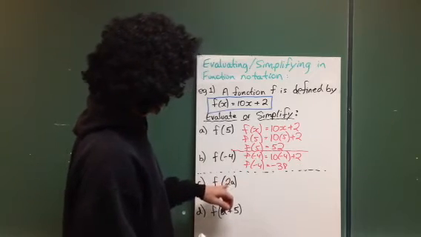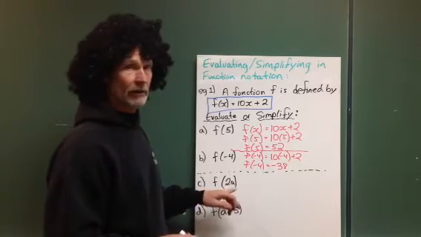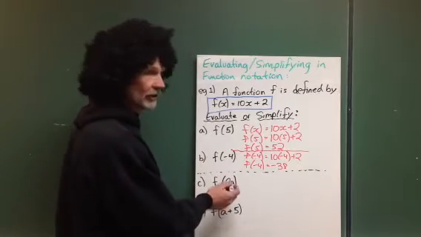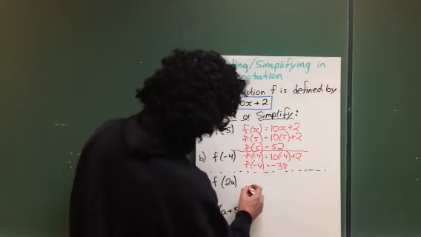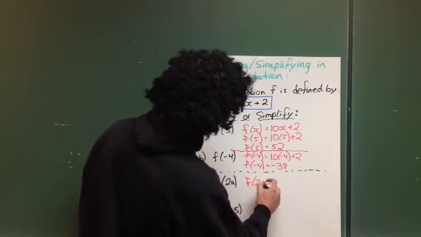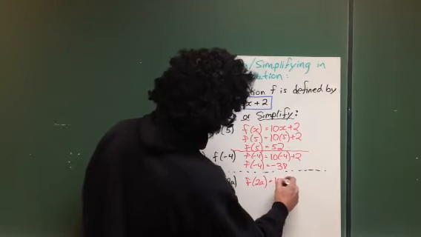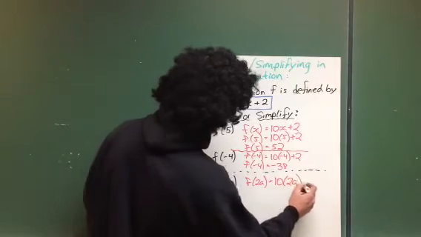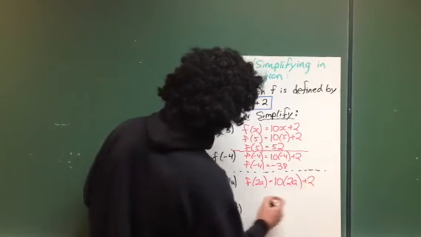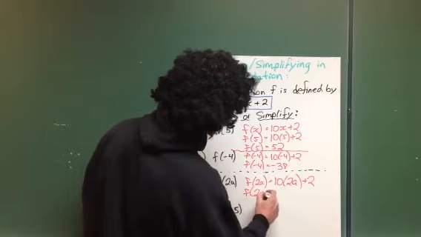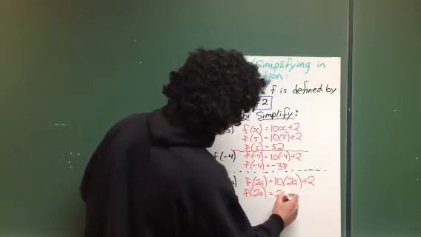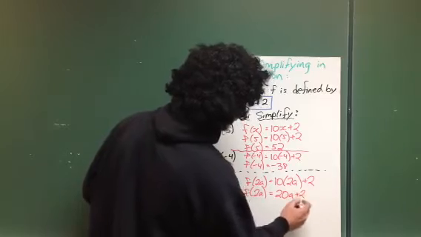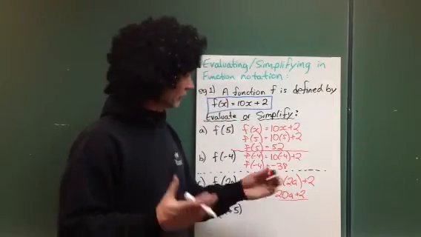So here it says find f of 2a. We're going to simplify as much as we can. So the input is not a number, it's an expression, 2a. It's a monomial. So in this case, f of 2a equals 10 times that same input, 2a plus 2. So f of 2a equals 10 times 2a is 20a plus 2. And of course those are unlike terms, so that's as far as I can go.